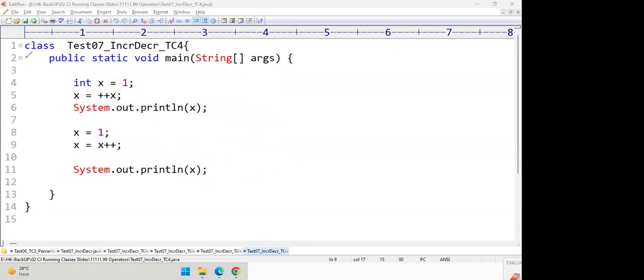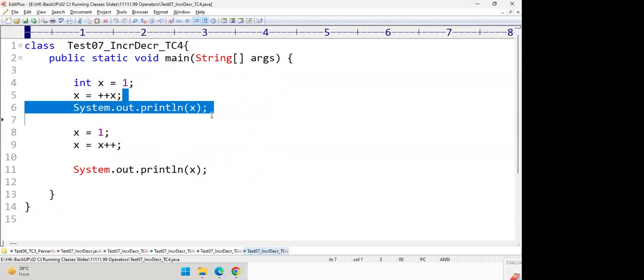So finally, what is the point you have understood? Wherever I have seen plus plus x, what should I substitute? Increased value. Where I have seen x plus plus, what do I have to substitute? Original value. In the next part of the expression or in the next line, what do I have to use, original value or increased value? Increased value. Save it.